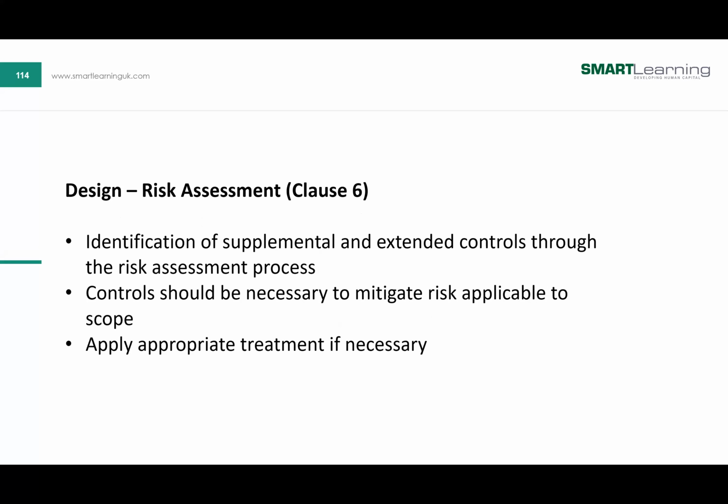So six is planning. And within planning, you have risk assessment. As the clause itself is about planning, contained within it there is risk assessment. You would need to consider and identify those supplemental and external controls. Of course, you may have done it for 27001, but now you are doing it for cloud controls. The control should be necessary to mitigate the risk that is applicable within your scope. It must also include an application of appropriate treatment. Appropriate treatment to the business is very useful because you will not be killing a fly with a sledgehammer, as an example. It's appropriate. You will have important assets. We are protecting them appropriately, not too much, not too little. So that's what this will help us do.